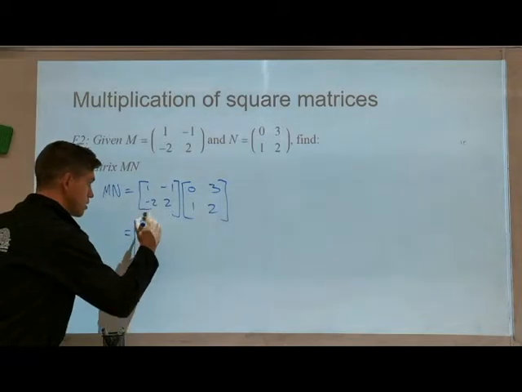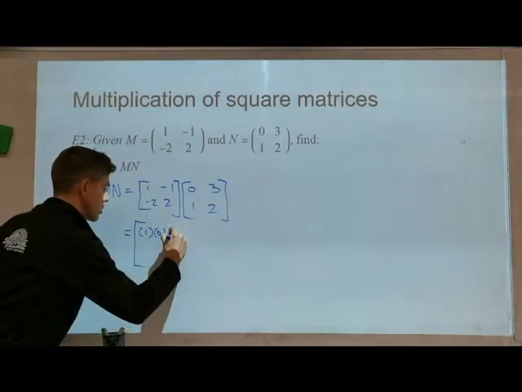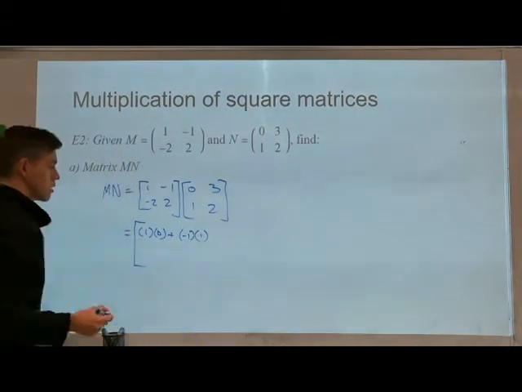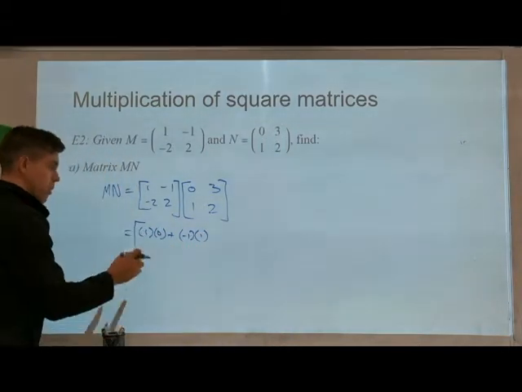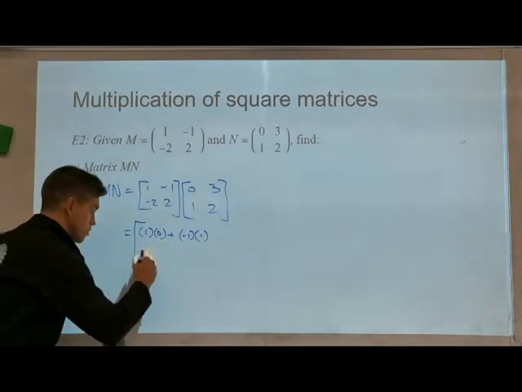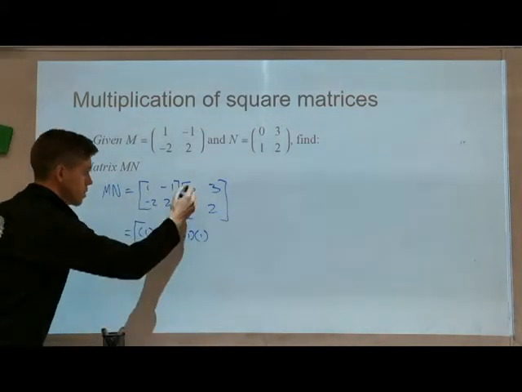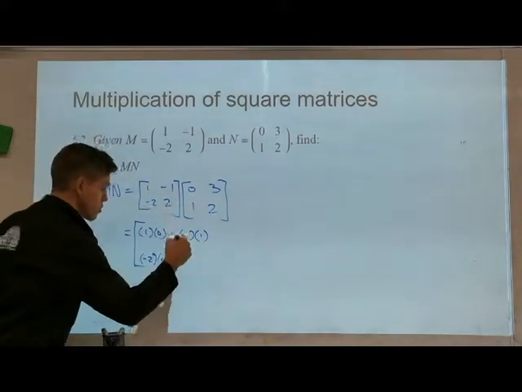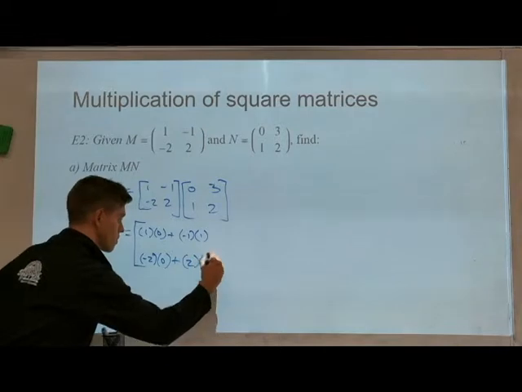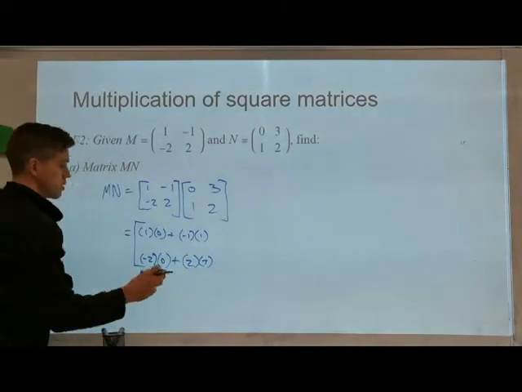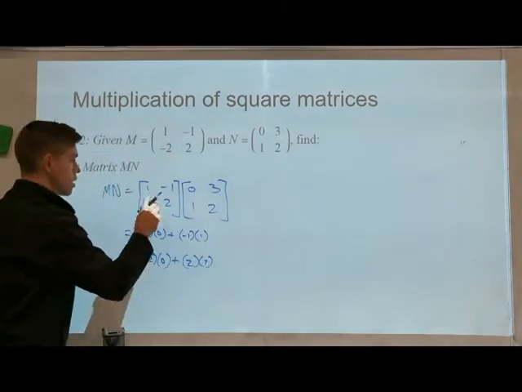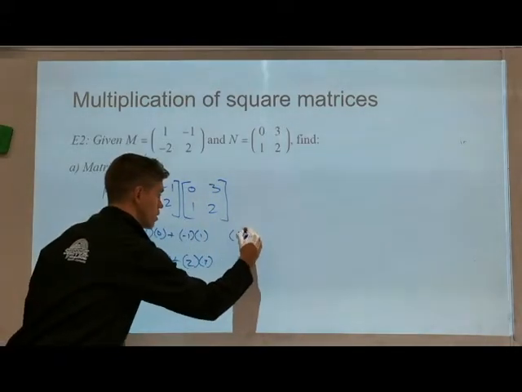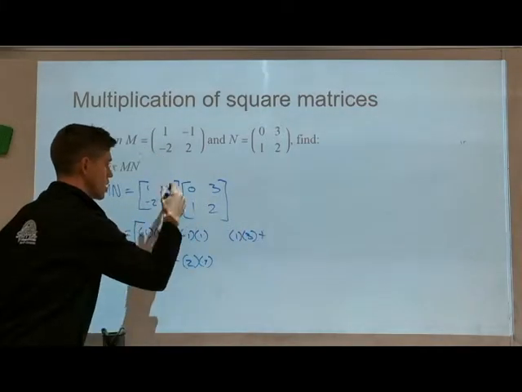Okay, so let's perform the calculation. 0 times 1 plus negative 1 times 1. And now our bottom left position, negative 2 times 0, plus 2 times 1. So 1. 7. Our top right position, 1 times 3 plus negative 1 times 2.